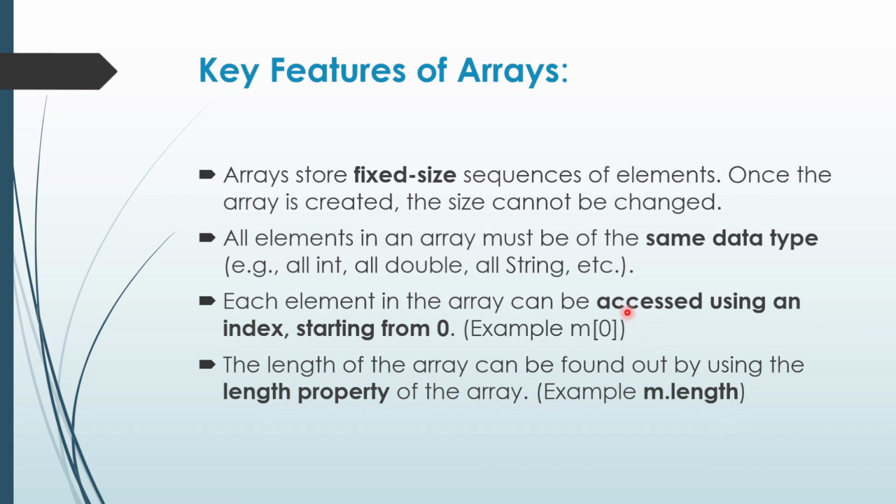Key features of arrays. Arrays store fixed size sequence of elements. Once created, the size cannot be changed. All elements in an array must be of the same data type, that is, all int, all doubles, all strings, all whatever. So all of them will be of the same data type. Each element in the array can be accessed using index starting from 0, and the length can be found out by using the length property of the array.